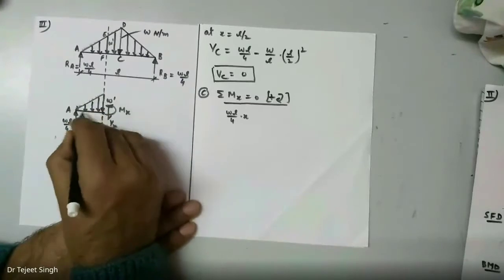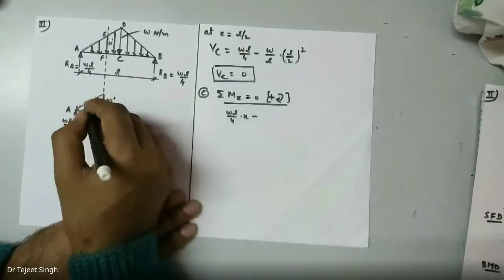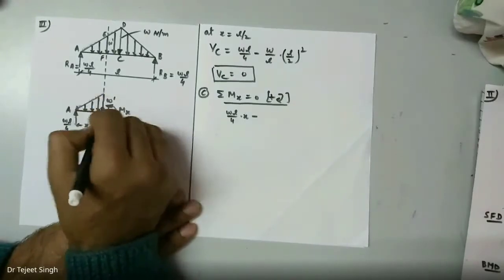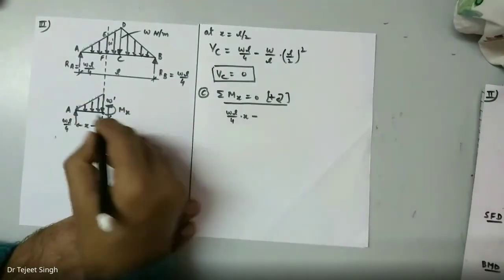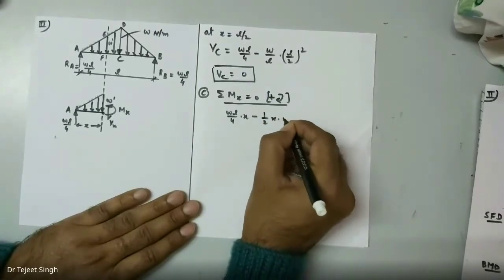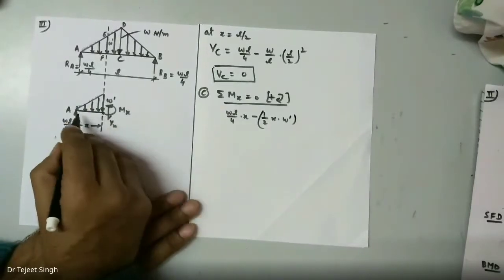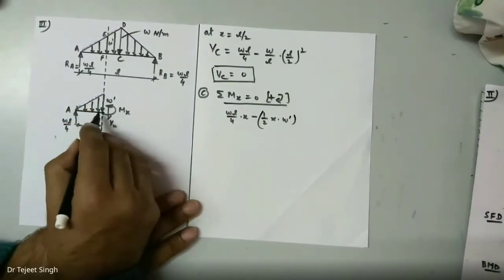Then the moment of this total force. Now this total, first of all, I write this will be negative because this will rotate the beam in anti-clockwise direction. So minus force. Now total force is area of triangle. Half of x into w dash is the total force. Now how to measure distance for this triangle up to point x?